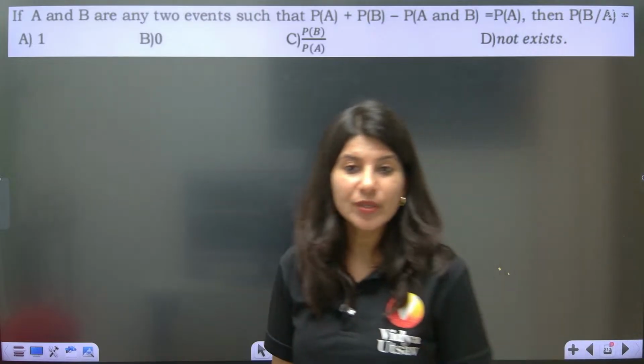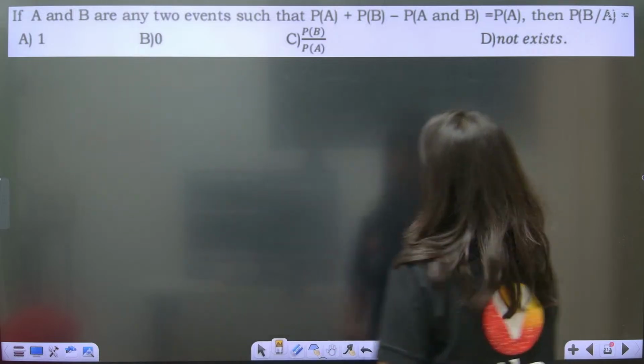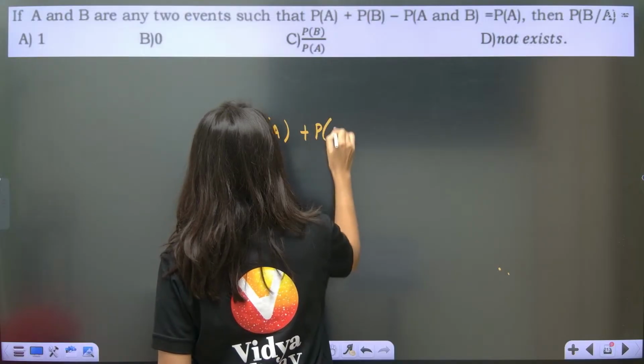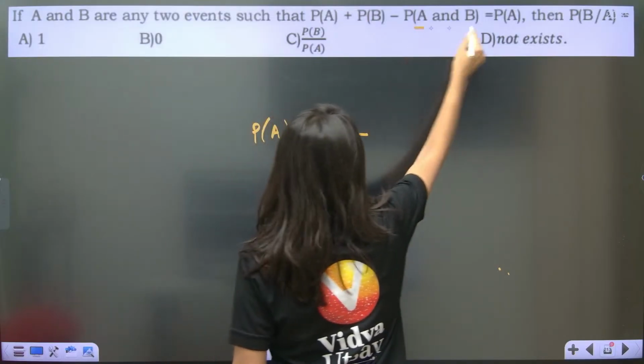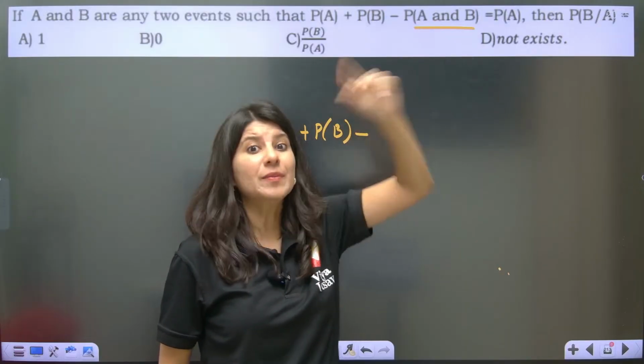A and B are two events such that, let's see how many of you are able to crack it. So what they are saying is probability of A plus probability of B, A and B. You know what is and? And means intersection, or means union.